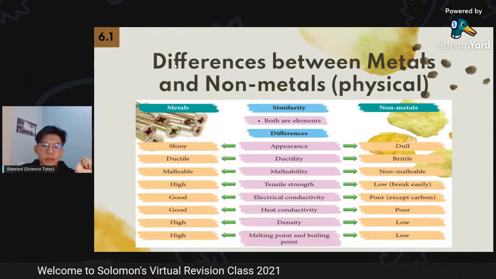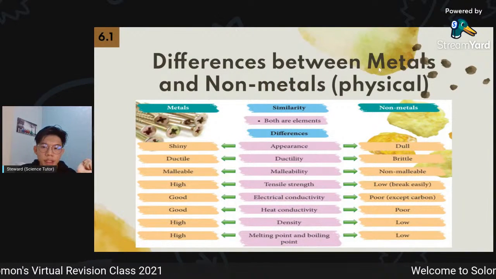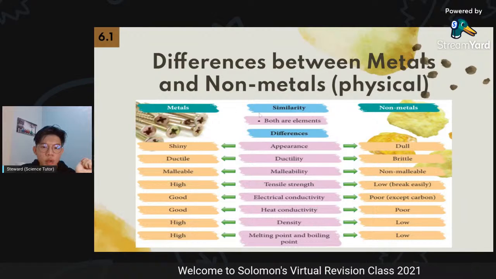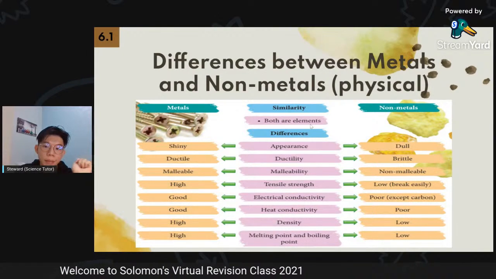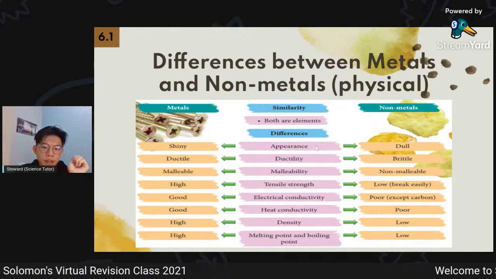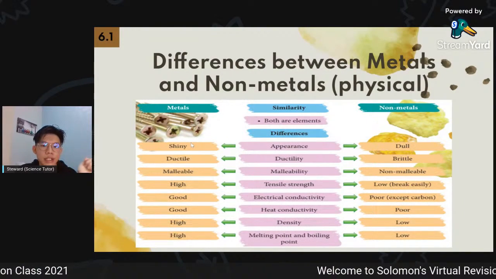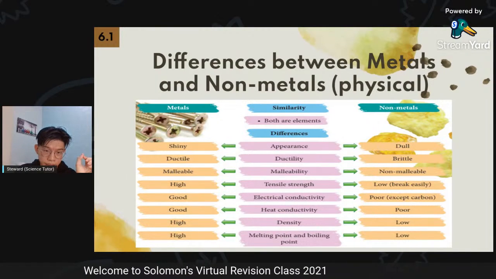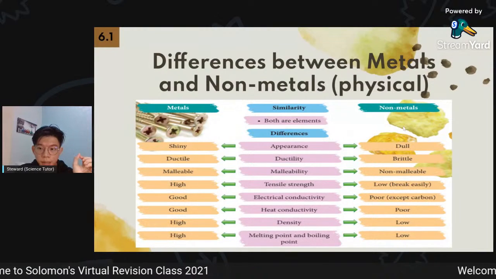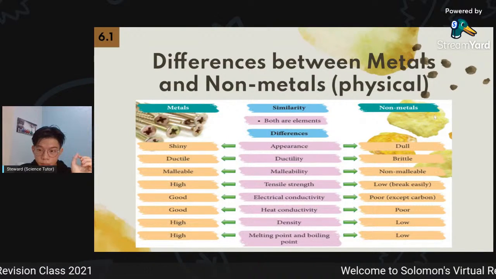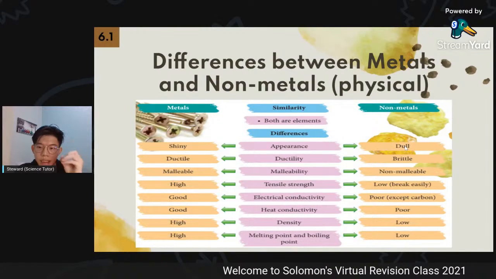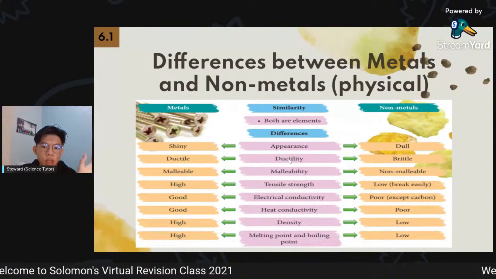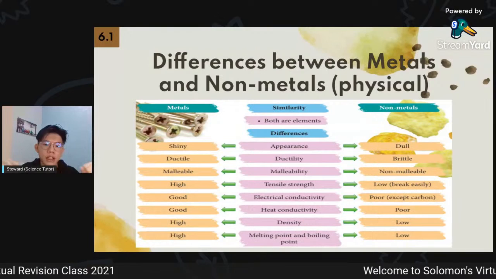So here we got the differences between metals and non-metals. These are the physical differences. Both metals and non-metals are elements. But for the differences, appearance wise, metal has a shiny surface. Like iron, it is shiny. But for non-metal, for example this stone, you see it is dull, which means it is dark. Ductility means the ability for it to be pulled, like a rubber band.